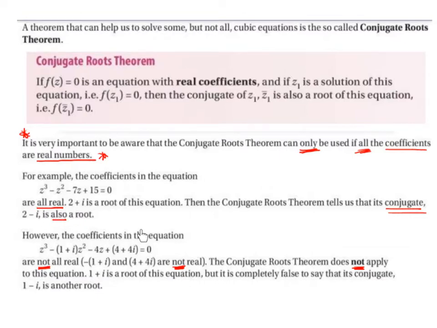However, the coefficients in the equation z cubed minus (1 plus i) z squared minus 4z plus (4 plus 4i) equals 0 are not all real. For example, minus (1 plus i) and 4 plus 4i are not real, so they have imaginary parts in them. The conjugate roots theorem does not apply to this equation. 1 plus i is a root of this equation, but it is completely false to say that its conjugate, 1 minus i, is another root.